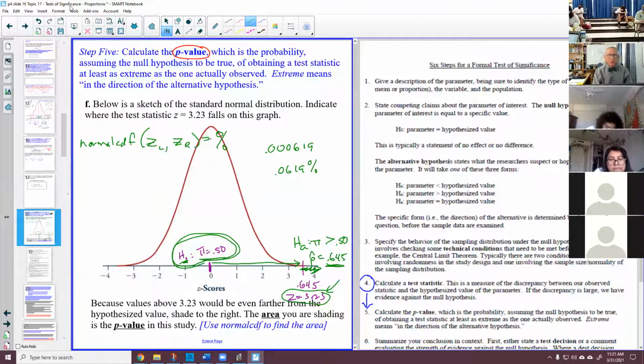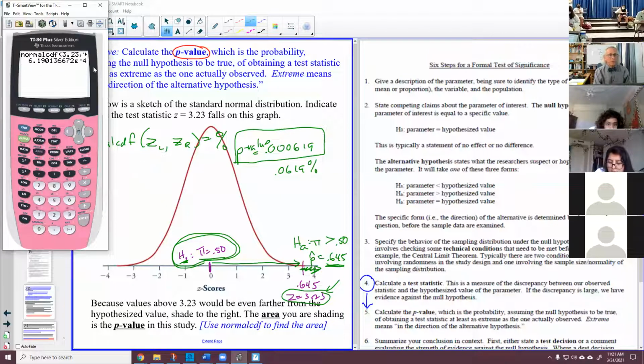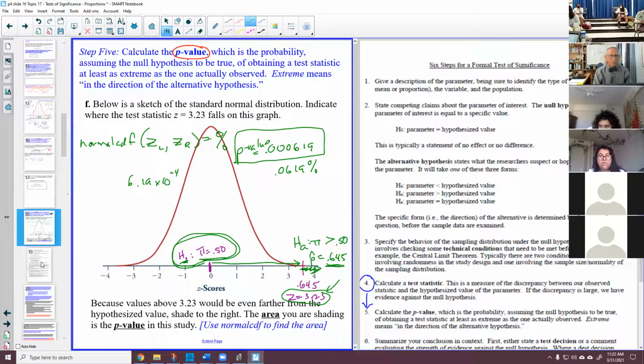That is my p-value. My p-value is equal to this probability right here. Or if we wanted to do it in scientific notation, we could go 6.19 times 10 to the negative 4th. Look familiar? Same thing we've been doing? Yes, we just have a problem now we're calling it a p-value.